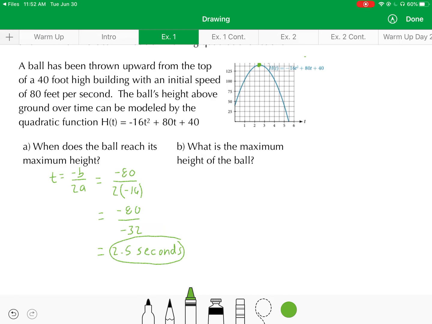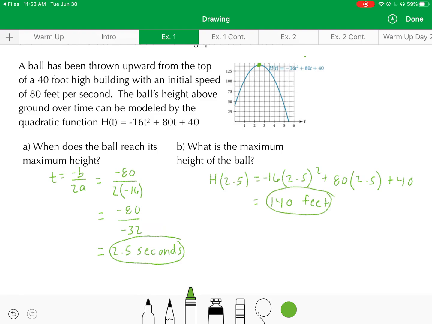Now, what is the maximum height? How do I find that? Well, I evaluate the function h with a t value of 2.5. And I've already done that. I'll use my calculator. That results in 140 exactly, and that is feet in this case.